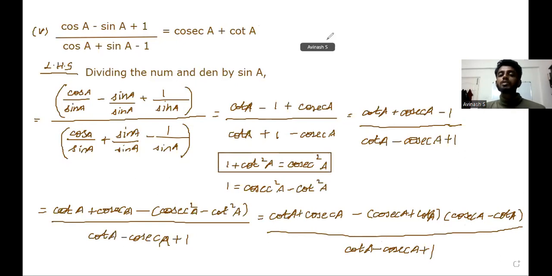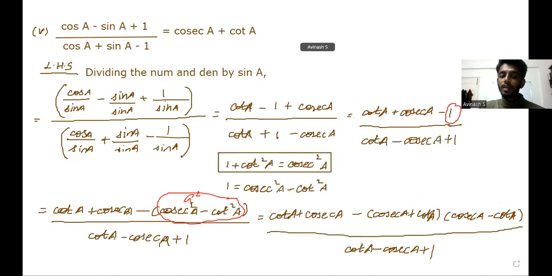Again, I'm repeating what I'm doing over here: in the place of this 1, I'm substituting cosec square A minus cot square A. I have not changed anything else. All the other terms remain the same. And this looks like A square minus B square, which will be A plus B into A minus B, that is cosec A plus cot A into cosec A minus cot A.